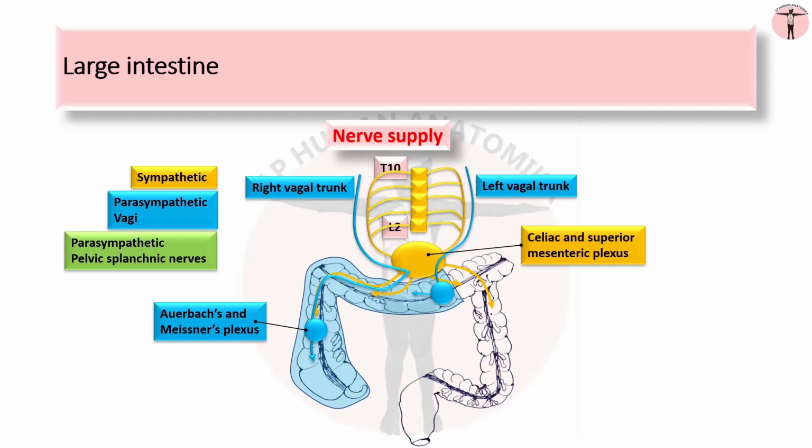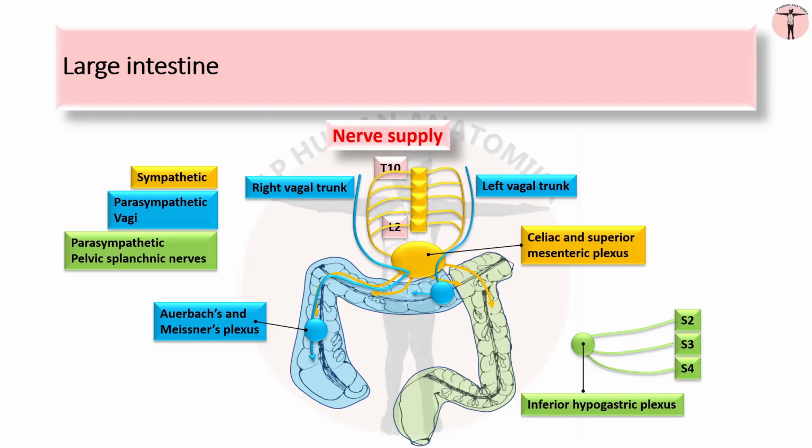The parts from the left 1/3 of the transverse colon to the anal canal, which are derived from the hindgut, are supplied by the pelvic splanchnic nerves. The pelvic splanchnic nerves arise from cell bodies in the lateral horn of the 2nd to the 4th sacral segments of the spinal cord. These fibers join the inferior hypogastric plexus, pass through Auerbach's and Meissner's plexus, and supply the parts.